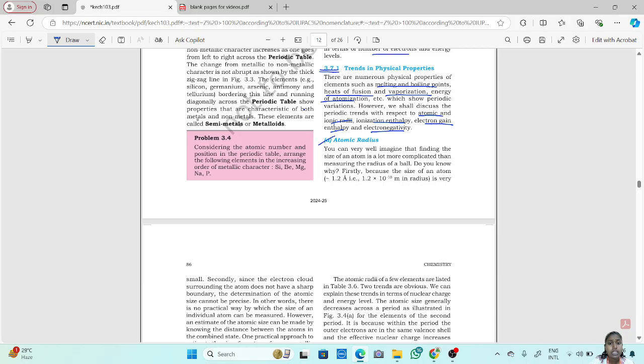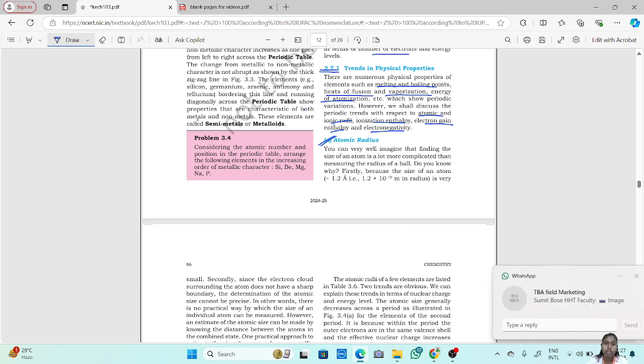Now first one is the atomic radius. You can very well imagine that finding the size of an atom is a lot more complicated than measuring the radius of a ball. Yes or no? A ball you can hold in your hand and measure the radius. What about atoms? They are so small, you can't even see them with your naked eyes. How will you take their radius, right?